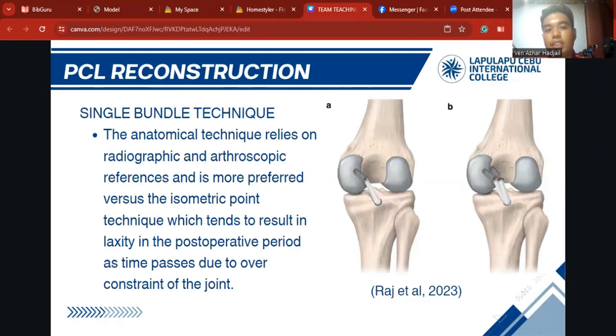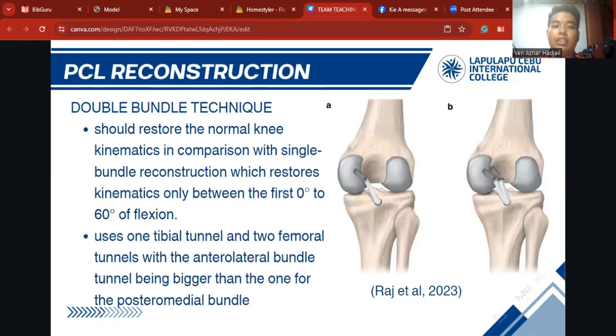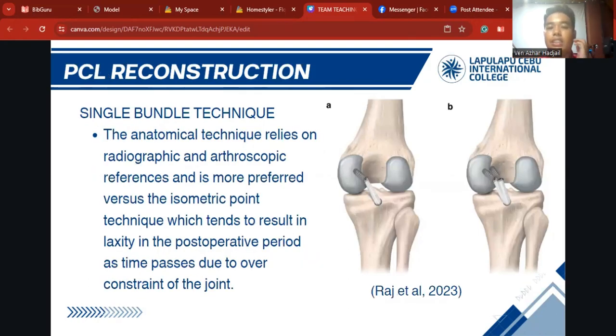So now let's talk about the PCL reconstruction. There are two types: the single bundle technique and the double bundle technique. As you can see here in the picture, in the single bundle technique, there is only one graft used, and for the double, there are two.